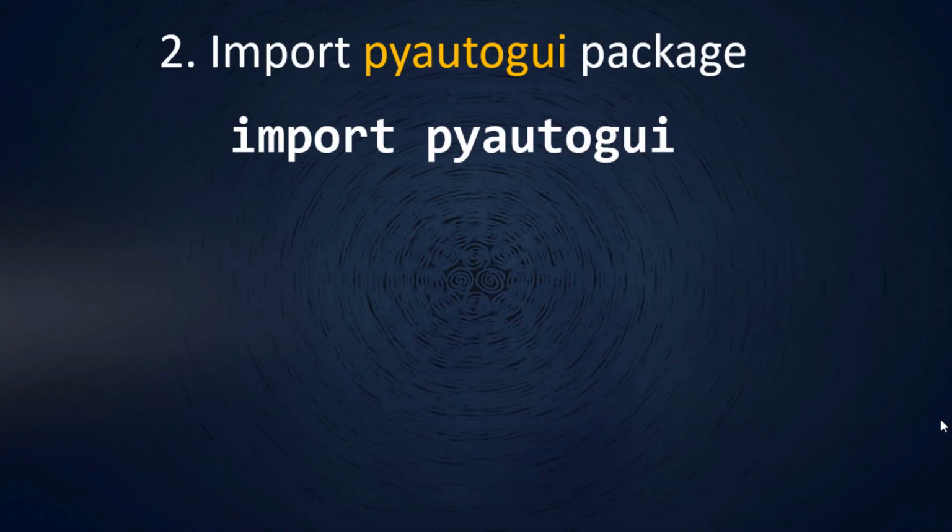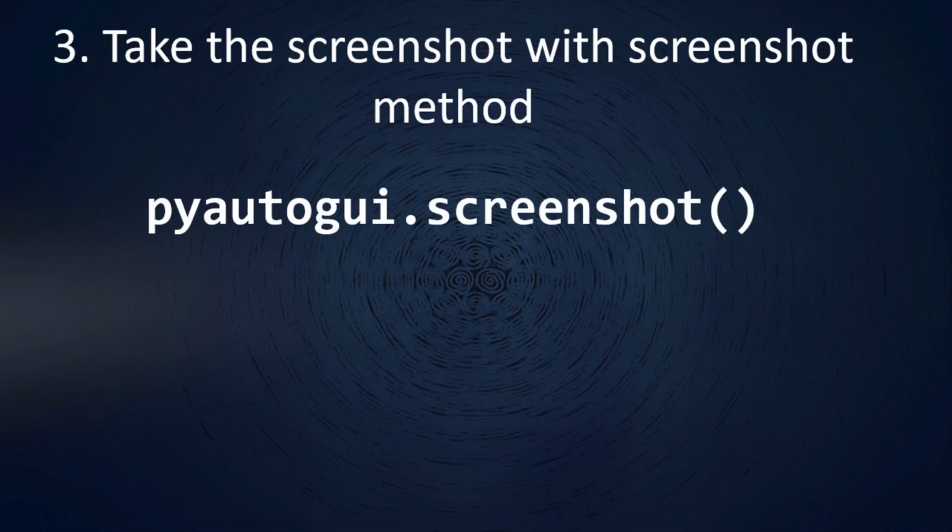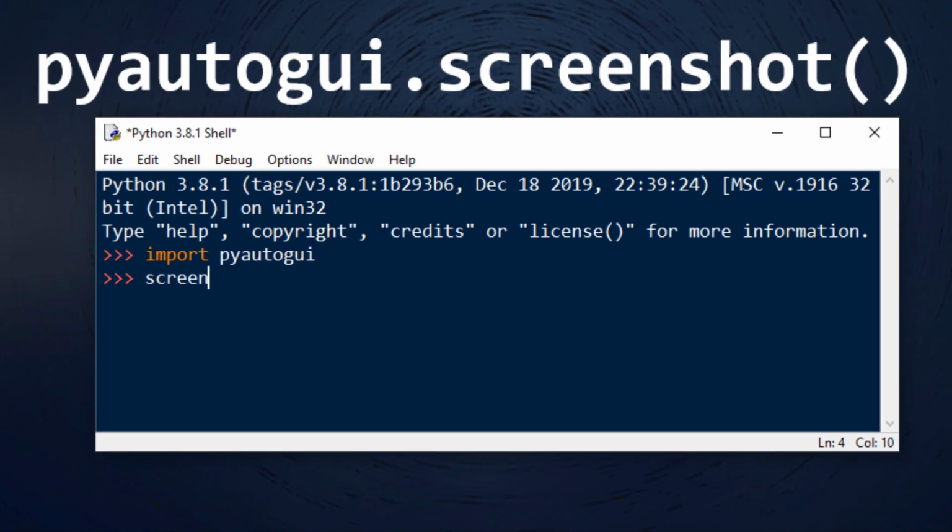Next, what we need to do is to import this package to our application. Now, let's take the screenshot with screenshot method. I'm gonna call screenshot function from pyautogui method. Also, I'm gonna save this screenshot to an object called image1. I can use this image further in my Python application.